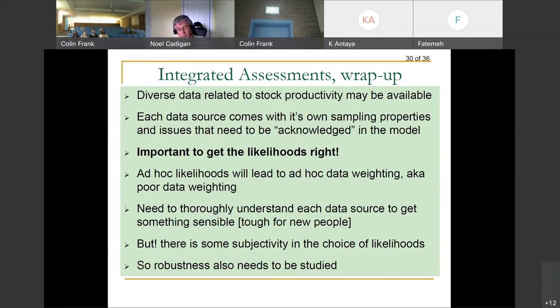And so, whenever there's a subjective choice in stock assessment, people should be concerned about the robustness to that choice. If there's a subjective choice but reasonable alternatives produce the same results, that's good. But if there's a subjective choice and reasonable alternatives produce quite different results, that's not good. You've got a problem there.